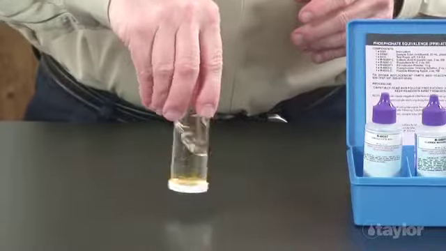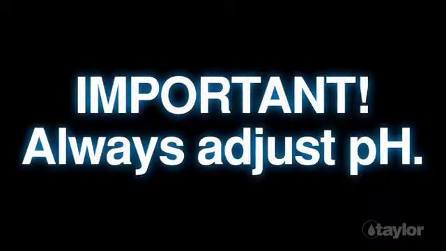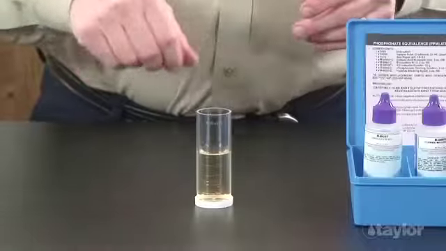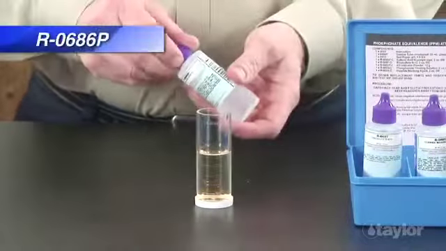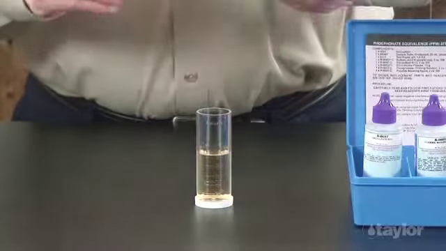Swirl to mix thoroughly. Before beginning the phosphonate titration, it is necessary to adjust the pH of the sample to a value between 2.6 and 3.0. To adjust the pH, add 1 drop of reagent 686P sulfuric acid to the sample.